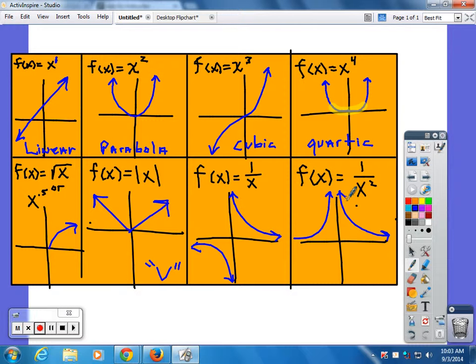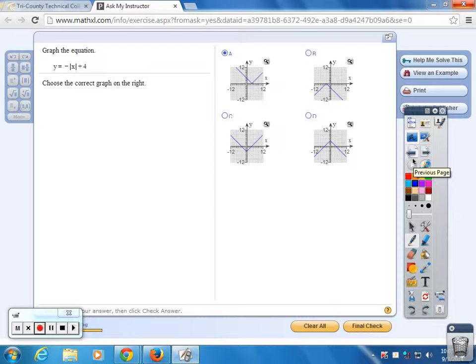No power windows, no carpet, no nice seats, no anything. These are your basic models. Now, let's look at the question at hand. We know that the absolute value looks like a what? A V. But we also have power windows and power door locks on this one. We've got a negative in front, and we've got positive 4 to the right.